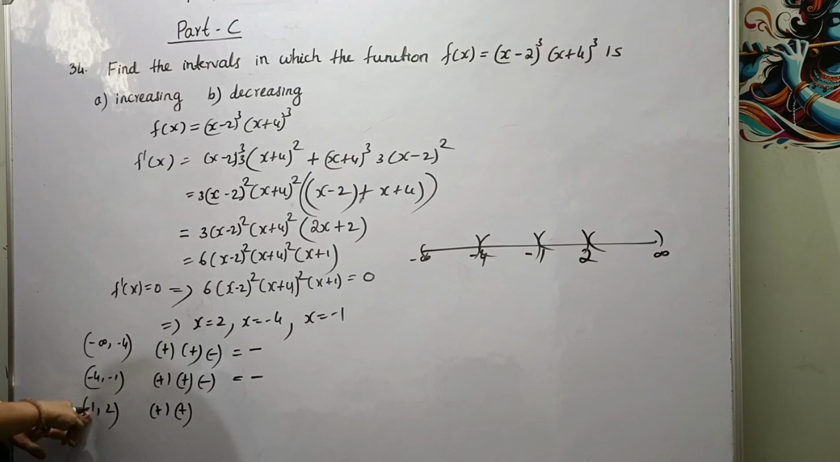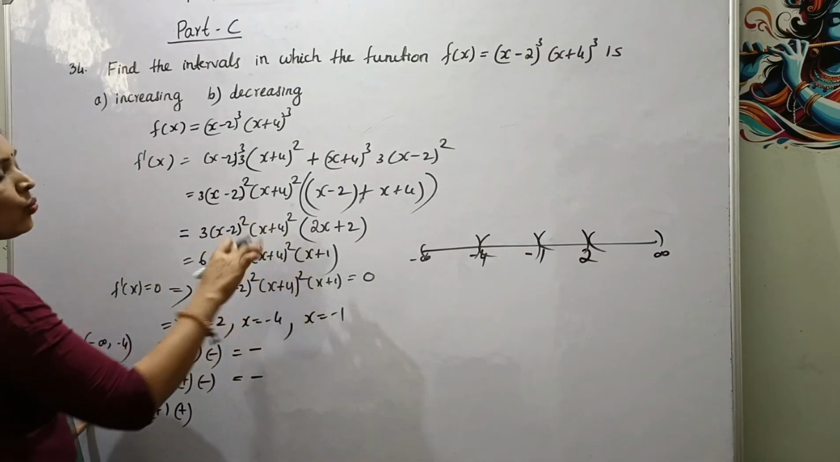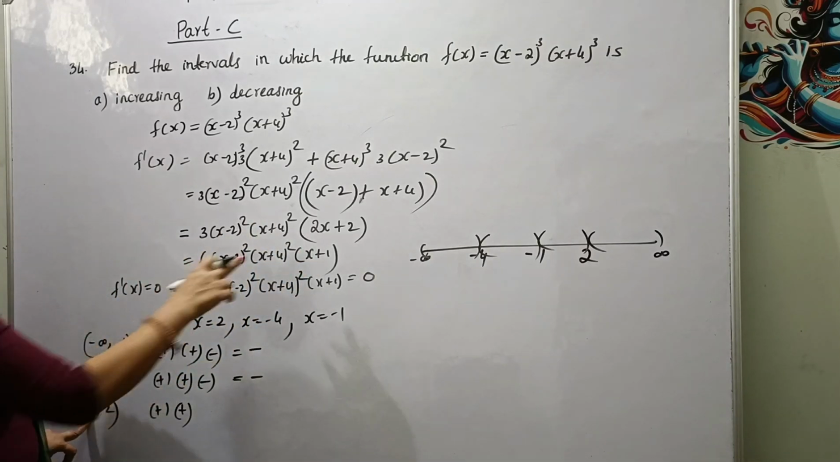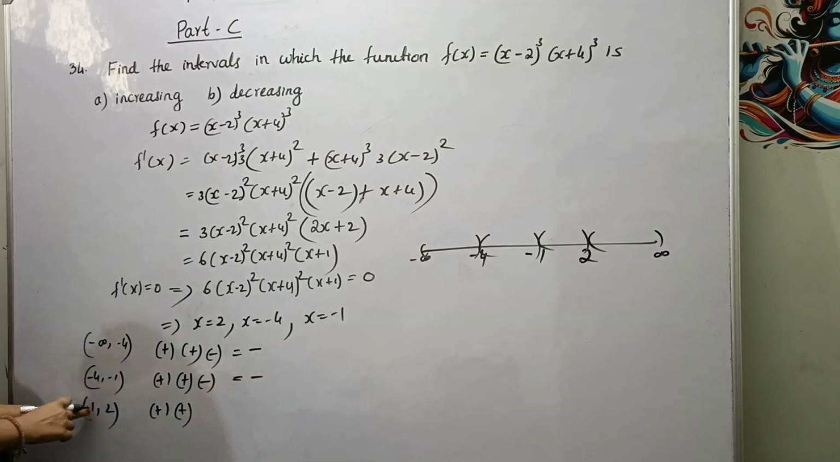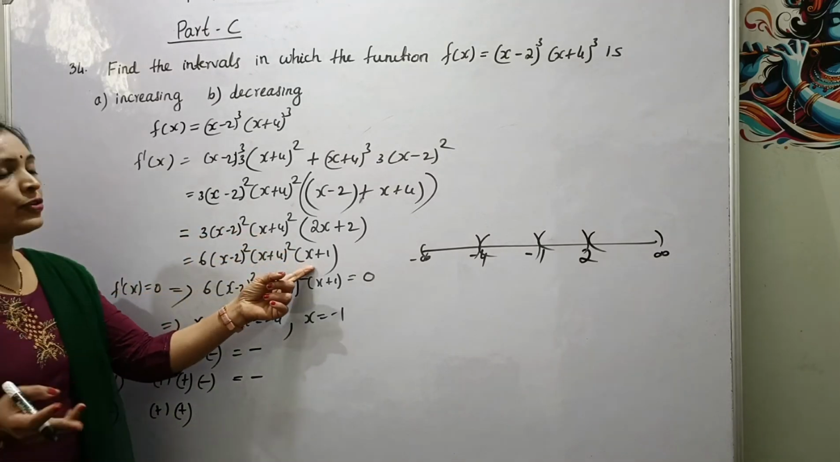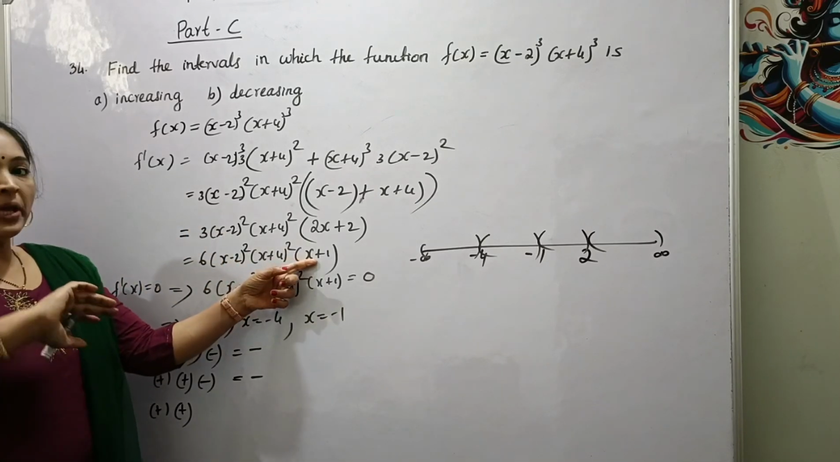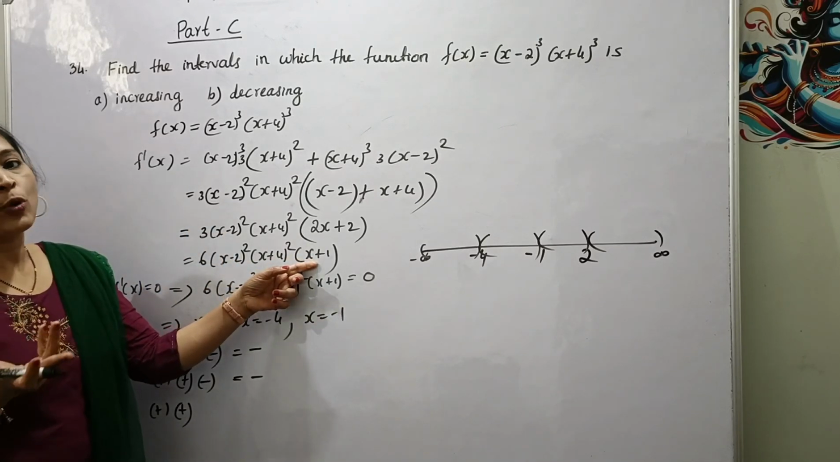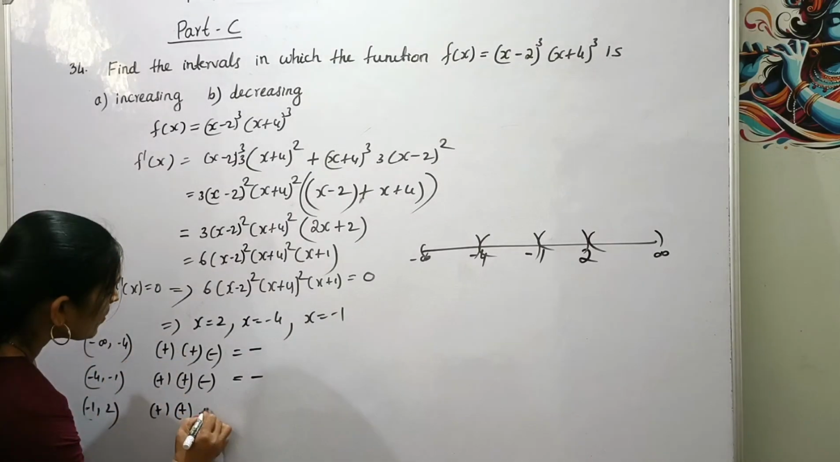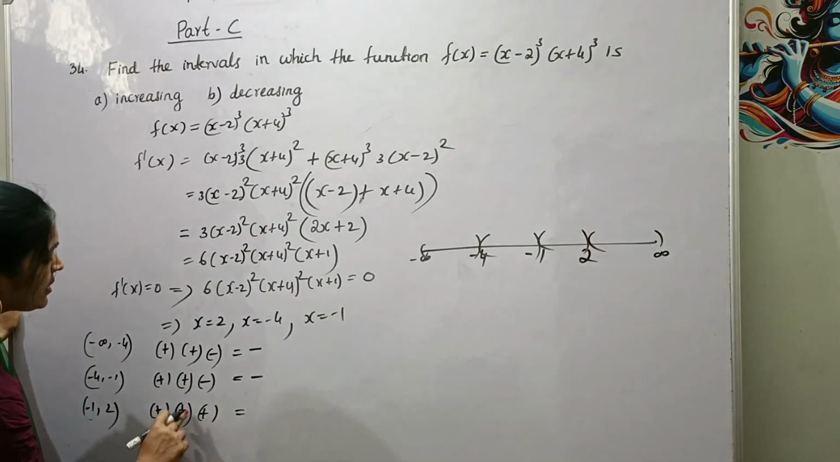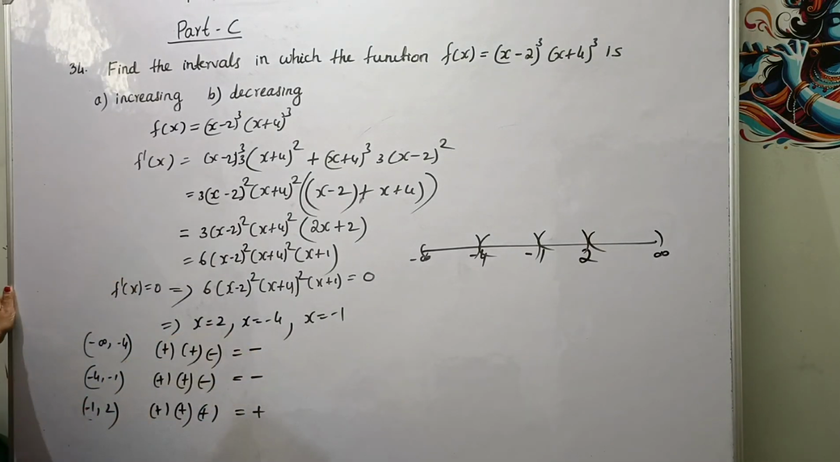Now, if you substitute x is equal to minus 1, what you will get? 0. Minus 1 plus 1, 0. Here, the values are greater than minus 1. So, if you substitute any values between minus 1 and 2, it will be greater than 0. That means positive values, right? So, it is positive. So, plus into plus is plus.